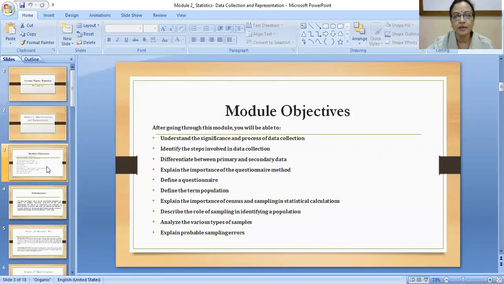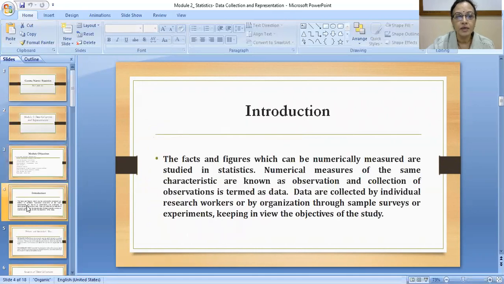Understand the significance and process of data collection, identify the steps involved in data collection, differentiate between primary and secondary data, explain the importance of the questionnaire method, define a questionnaire, define the term population, explain the importance of census and sampling statistical calculus, describe the role of sampling in identifying a population, analyze the various types of samples, explain the probable sampling errors. The facts and figures which can be numerically measured are studied in statistics.